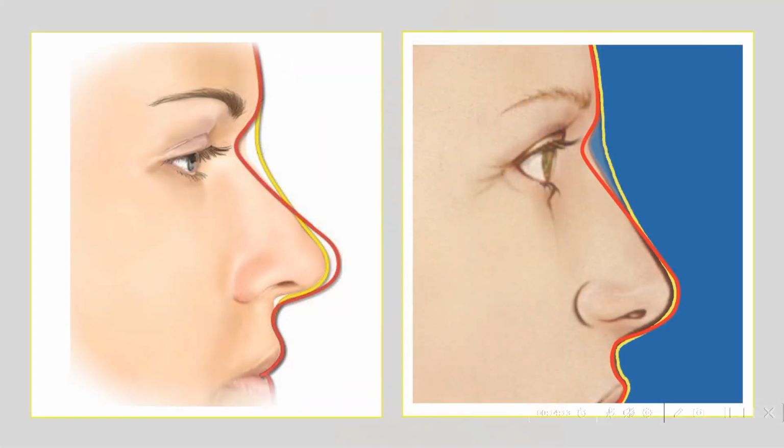Perceived nasal length and tip projection can be altered by the position of the nasofrontal angle. A posteriorly and inferiorly positioned nasofrontal angle can make the nose appear shorter with increased tip projection, red. An anteriorly and superiorly positioned nasofrontal angle can make the nose appear longer with diminished tip projection, yellow.